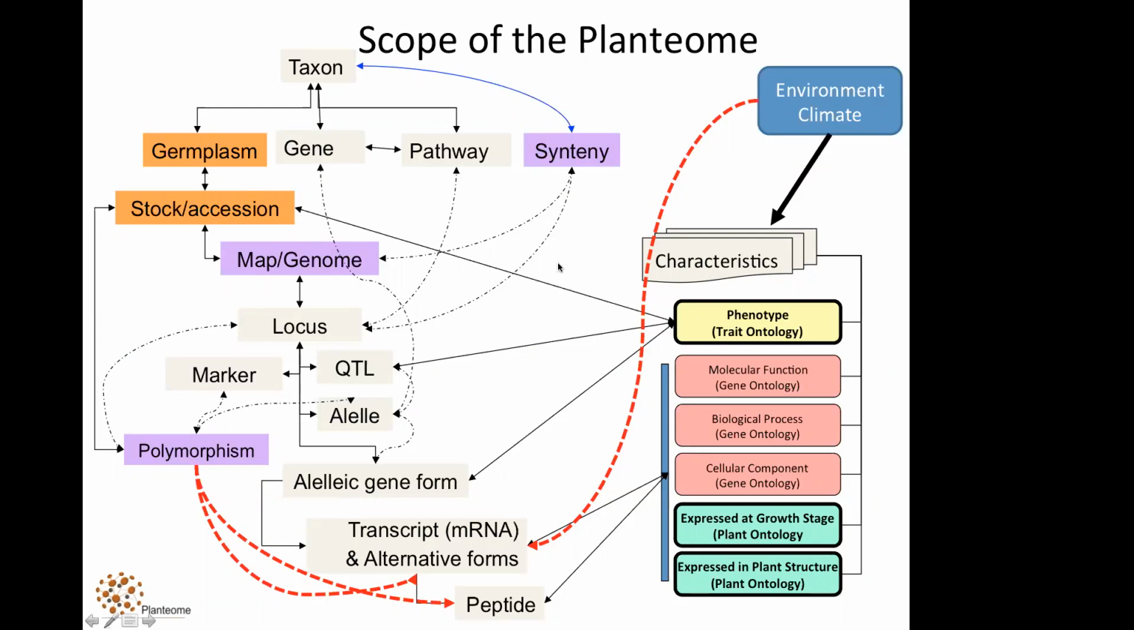Yeah, so the scope of the Planteome is quite broad, and it ranges from the very high level areas such as taxonomy, the environment and climate, and then you can see these tracks through this schema show you different types of data that we host and how we annotate it. So we have germplasm, which is represented by stocks and accessions, and we have traits in that germplasm. We also have genetically characterized polymorphisms in that germplasm, which has been related to traits. And these are expressed in terms of the transcripts that are formed, the peptides that are produced.